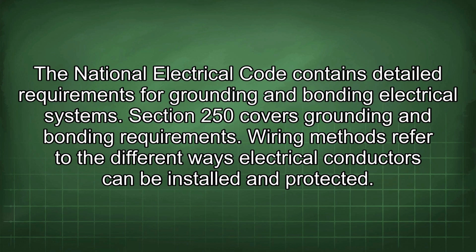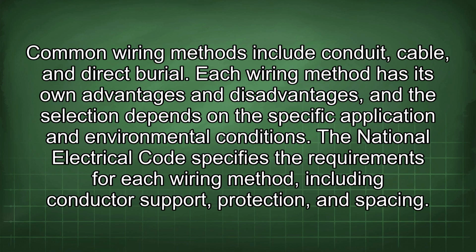Section 250 covers grounding and bonding requirements. Wiring methods refer to the different ways electrical conductors can be installed and protected. Common wiring methods include conduit, cable, and direct burial. Each wiring method has its own advantages and disadvantages, and the selection depends on the specific application and environmental conditions.